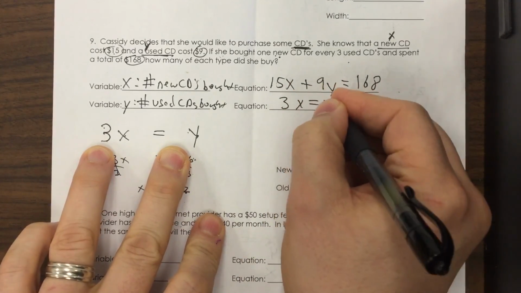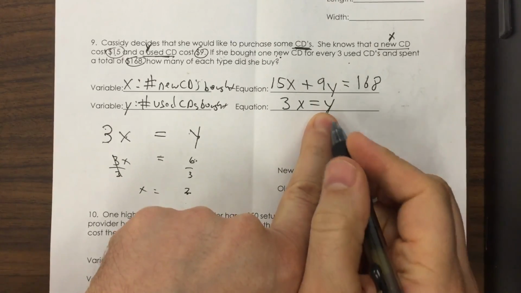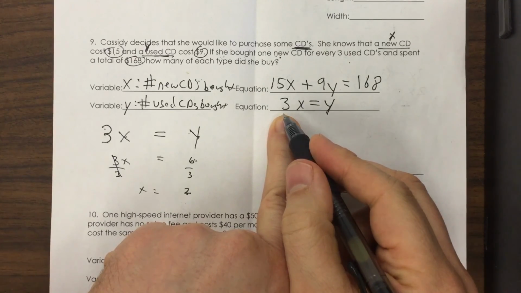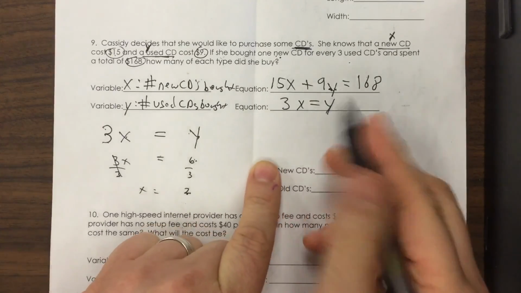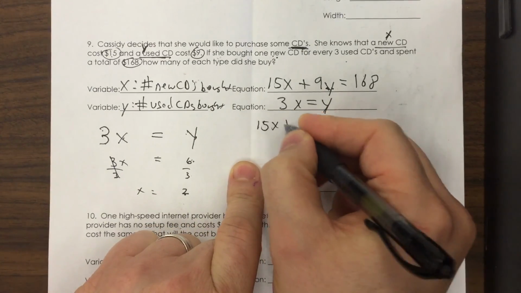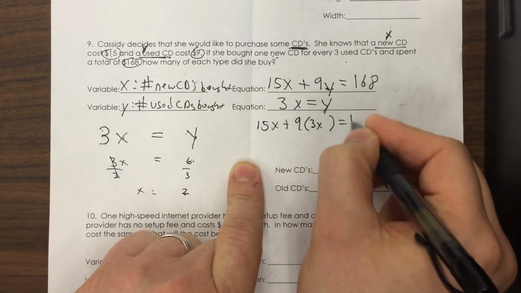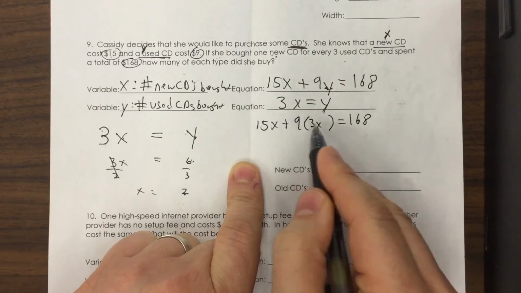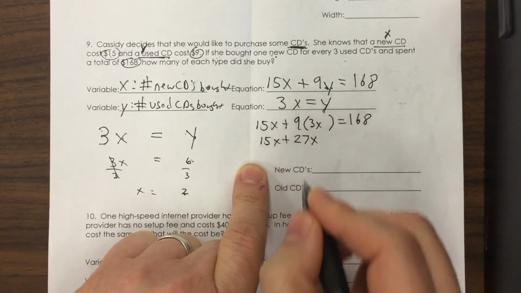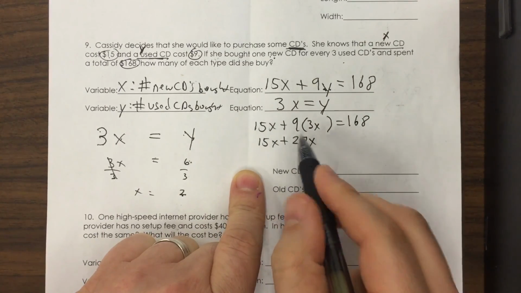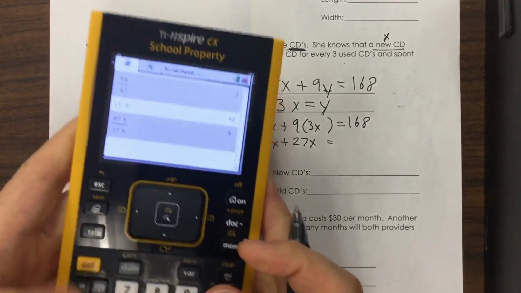This is my equation: 3x equals y. Very similar to the back bottom problem. I already have it solved for y. Y is the same thing as 3x. So I'm going to rewrite the top equation without the y, and put a 3x right there. So I have 15x plus 9 times 3x equals 168. 9 times 3 is 27, so I have 15x plus 27x. Don't be afraid to do little things like that in the calculator if it'll help you get it right. 15 plus 27, real quick.